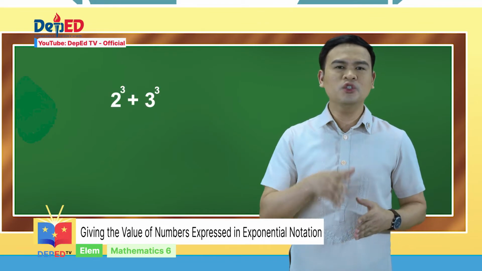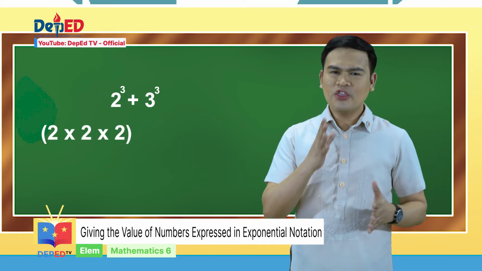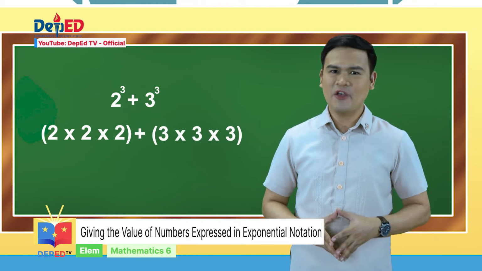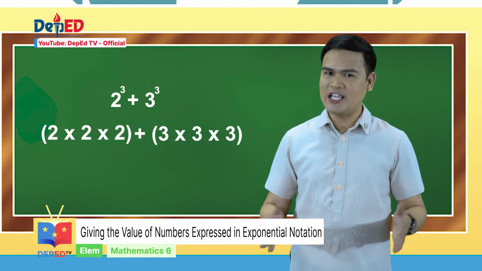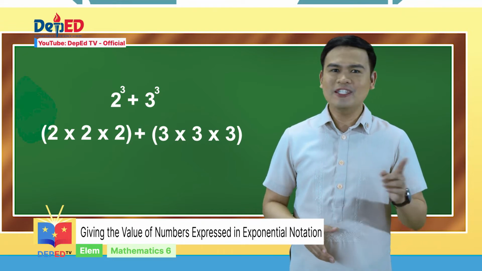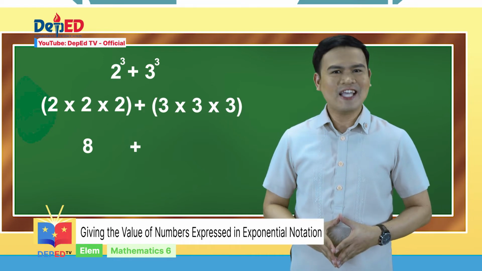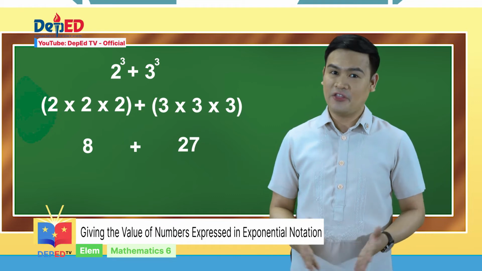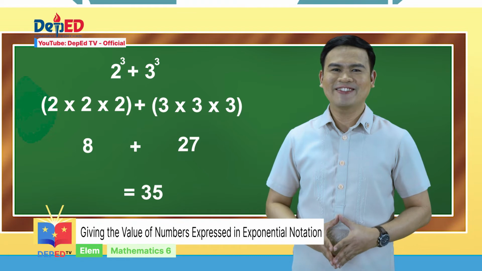2 cubed is equal to 2 times 2 times 2, and 3 cubed is equal to 3 times 3 times 3. Now, get the value of each expression by using repeated multiplication. 2 times 2 times 2 is equal to 8, while 3 times 3 times 3 is equal to 27. Then, find the sum. The sum is 35.